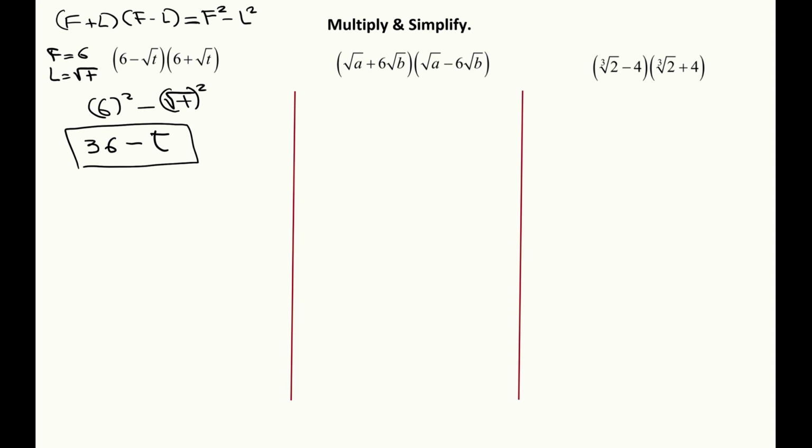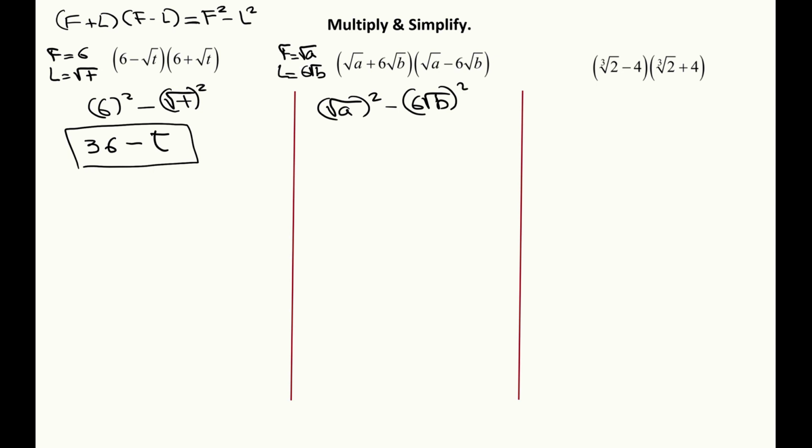All right. So in the second example, we also notice that we have the f plus L times f minus L scenario. So once again, of course, we can apply the same rule with f being played by the square root of a, and the role of L being played by 6 radical b. So we get f squared, so that's going to be square root of a squared minus L squared, which is going to be 6 radical b squared.